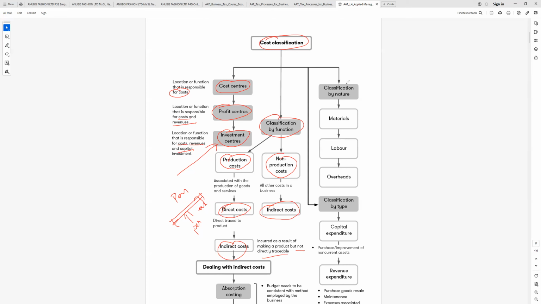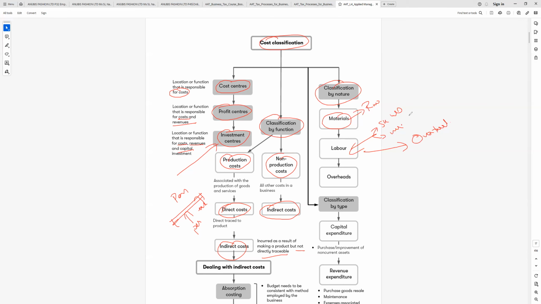On the right-hand side, we have a classification by nature. We have material, that's the raw material that we use to make the product. Then there's labor. The labor can be skilled labor or unskilled labor. So labor is also part of the direct cost. Remember that when you calculate the labor cost, sometimes you can see overtime in the question. Now, overtime is a direct or indirect cost, it depends on the question.